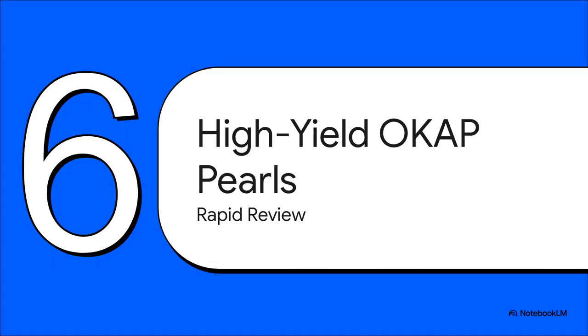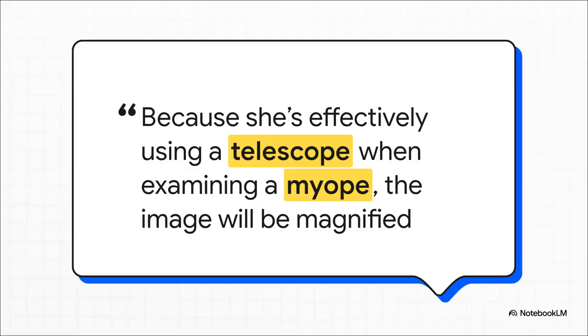And finally, Section 6, High-Yield OK-PAP Pearls, Rapid Review. Let's lock this in. Never ever forget the Galilean trap. When you use a direct ophthalmoscope, myopes magnify the image because the setup mimics a Galilean telescope. Hyperopes minify the image because it mimics a reverse Galilean telescope. If you can confidently explain the optics of why this happens using those plus and minus error lenses, you will literally never miss this question on test day.